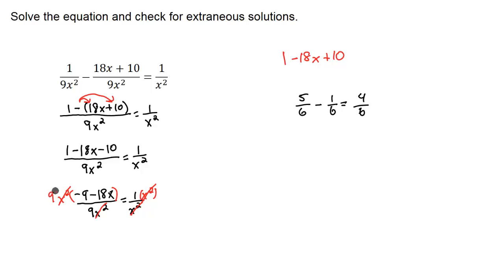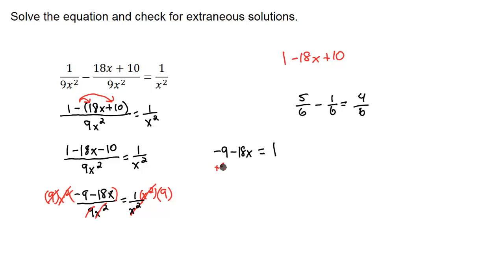So now I multiply this top part by 9 so that that cancels out with the bottom part. But again, to keep things balanced, I multiply the right side by a 9 as well. Now I have everything out of the denominator except the invisible ones, I guess, technically. But in the numerator on this left side, I have a minus 9 minus 18x, or a negative 9 minus 18x equals 1. And I can continue solving from there.